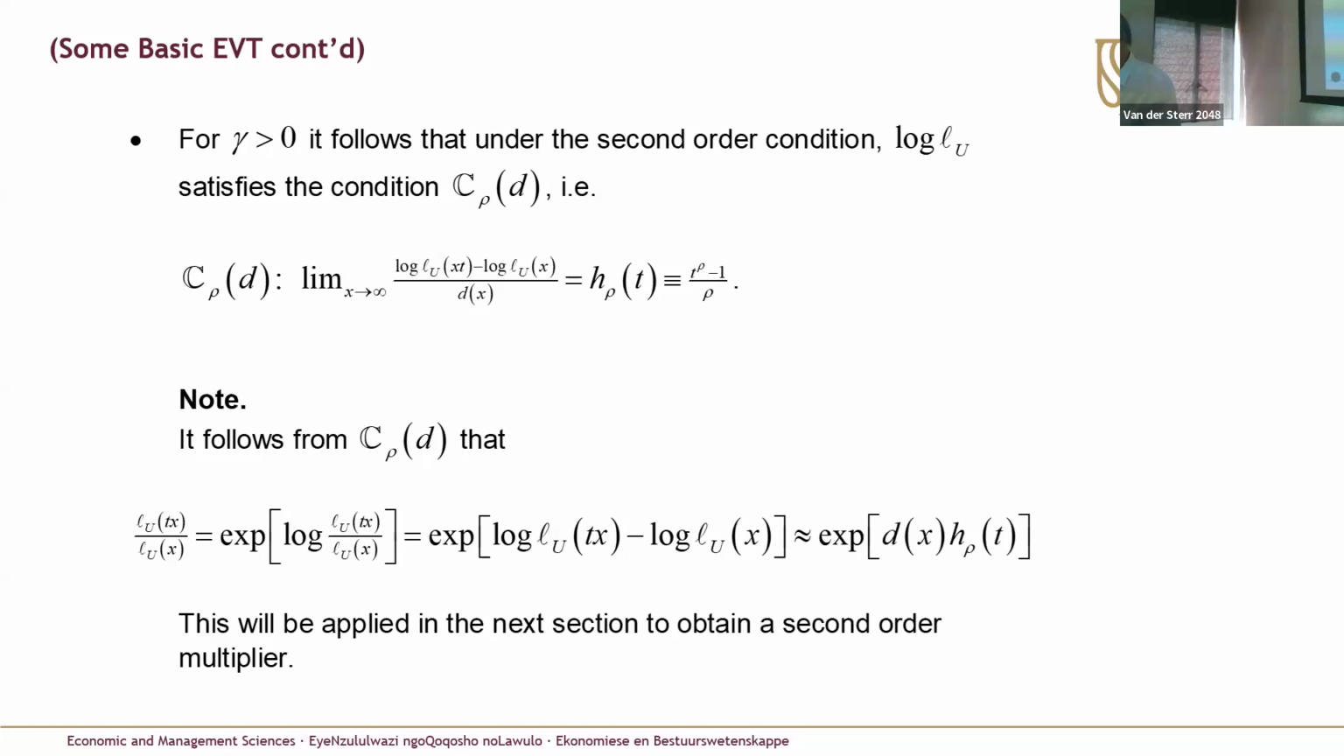So now we have an approximation for the ratio of those two slowly varying functions, and that will lead us to a second order. This thing is small, I can take it out. We will use that in the second order multiplier when we get to the multiplier. I have to watch the time also.